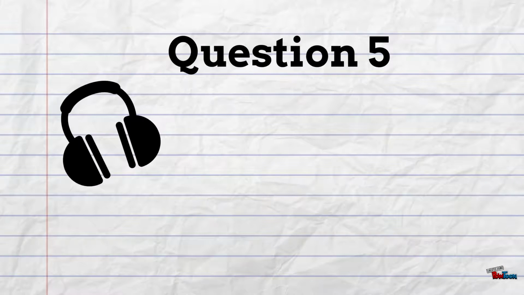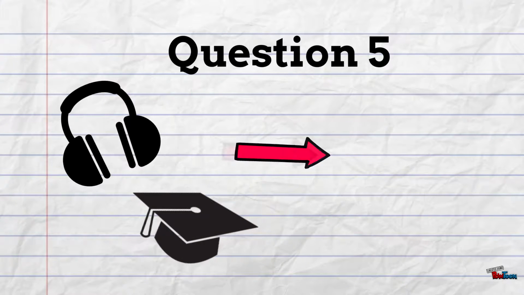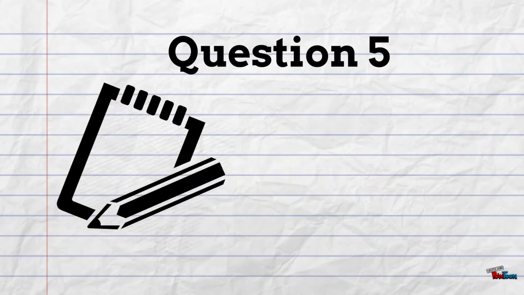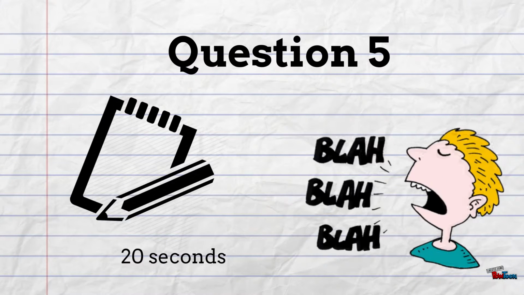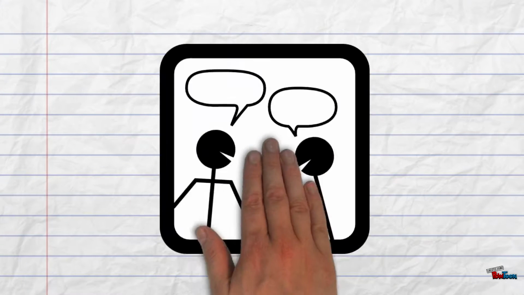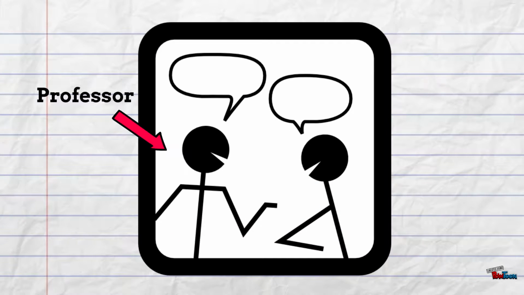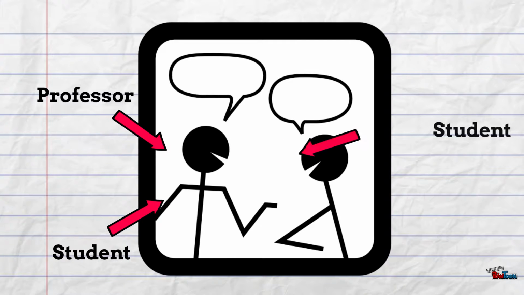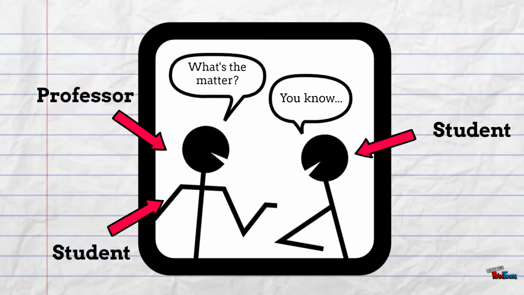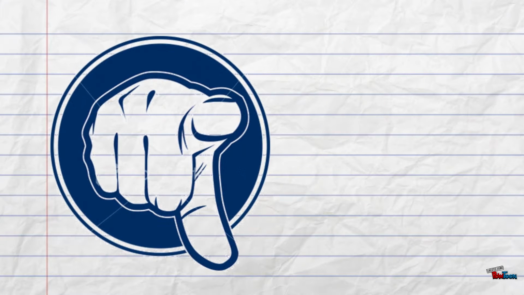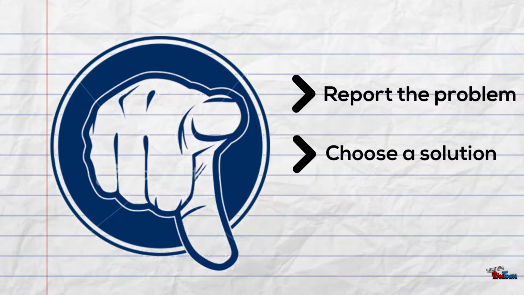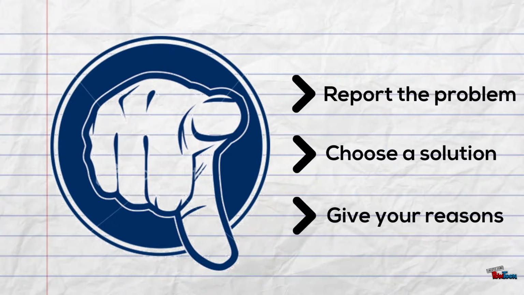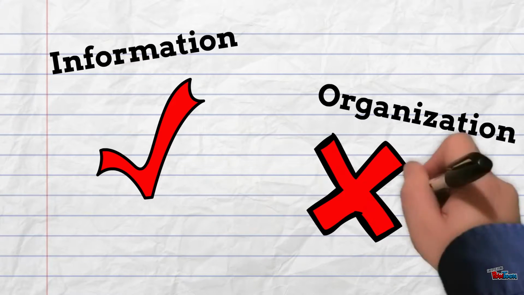It consists of a listening in an academic environment followed by a question about it. You will have 20 seconds to prepare and 60 seconds to speak in this one. The listening usually is a conversation between a student and a professor or between two students, in which one of them is having a problem and the other one proposes solutions for that problem. Your task then is to report the problem and choose a solution between both offered, stating the reasons for the one you chose.